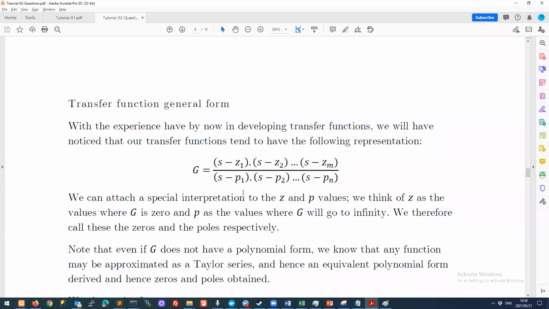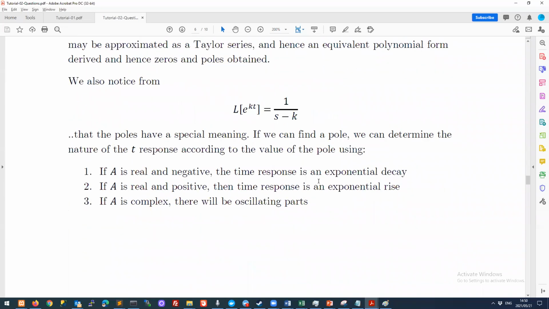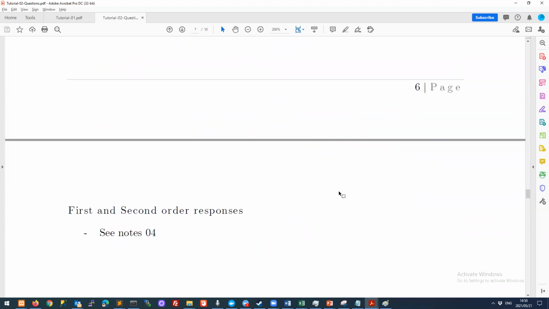When we get a form like this, we can identify poles of the system. Once we know something about these poles, it relates to our time constants in the time domain. And that tells us what's going to happen, whether it's going to blow up or whether it's going to oscillate and so on. Okay, so this is just repetition. We already talked about this stuff.